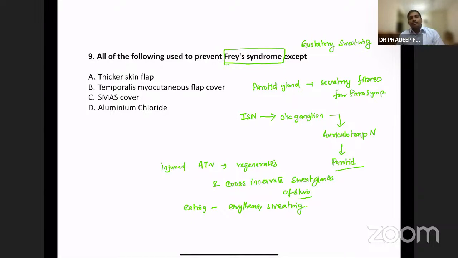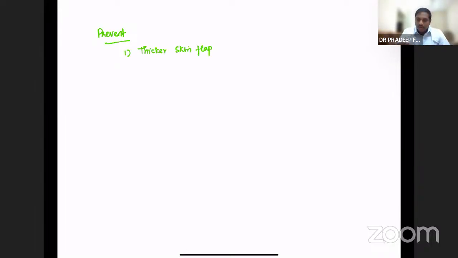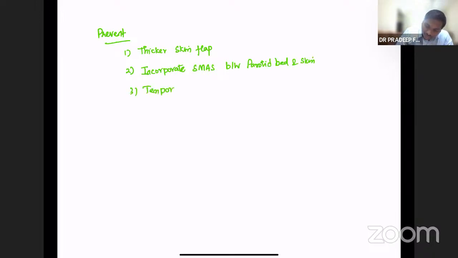Why does this Frey syndrome occur? Because of a thinner skin flap. So what are the methods to prevent Frey syndrome? Number one, if you raise a thicker skin flap, the chances of the auriculotemporal nerve innervating the sweat glands are very low. Number two, you incorporate the SMAS, that is the superficial muscular aponeurotic system, between the parotid bed and the skin. Or you place some temporalis flap, temporalis bulk.